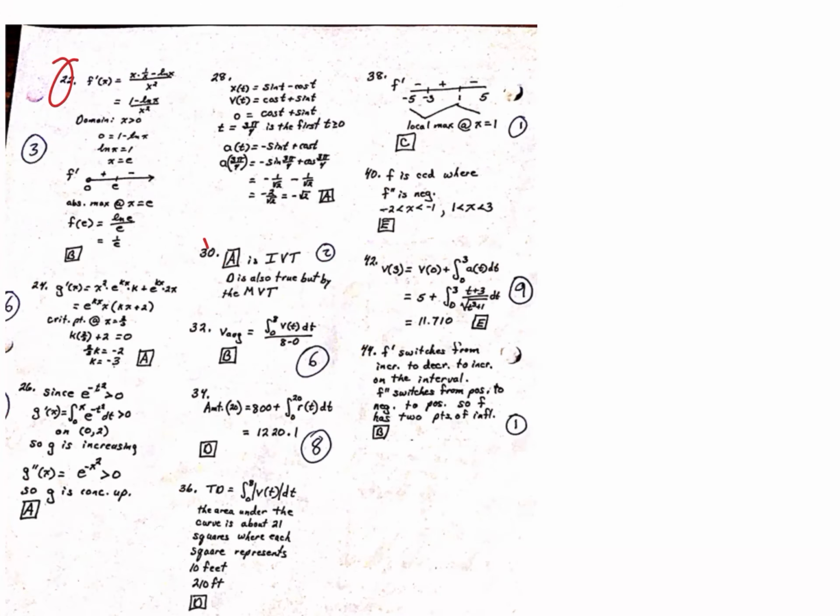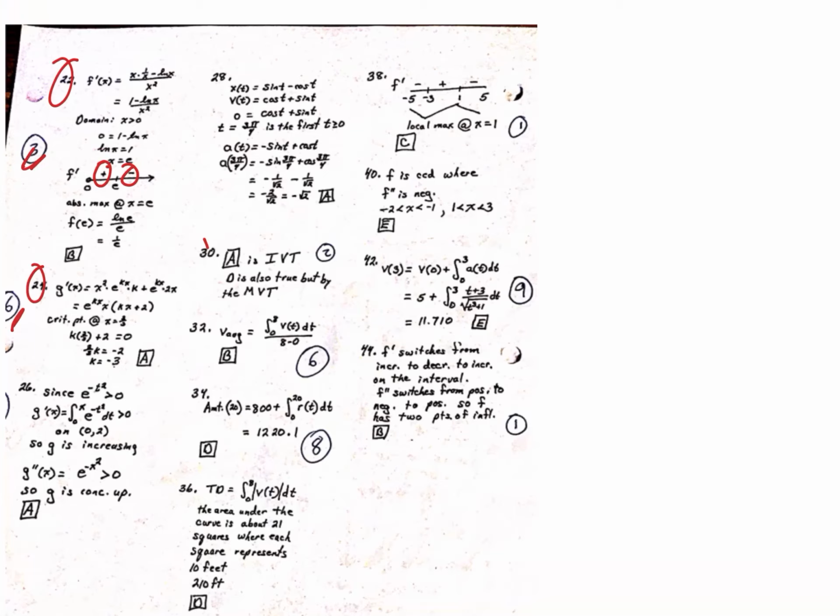On 22, we're looking for absolute maximum. So take the derivative, set equal to 0, and look for a change in sign from positive to negative. That happened at x equals e. And then we plug that e into f because it asks what's the maximum value. What is the actual maximum value? That's not the x value, that's the actual value of the function. 3 people wanted that one.